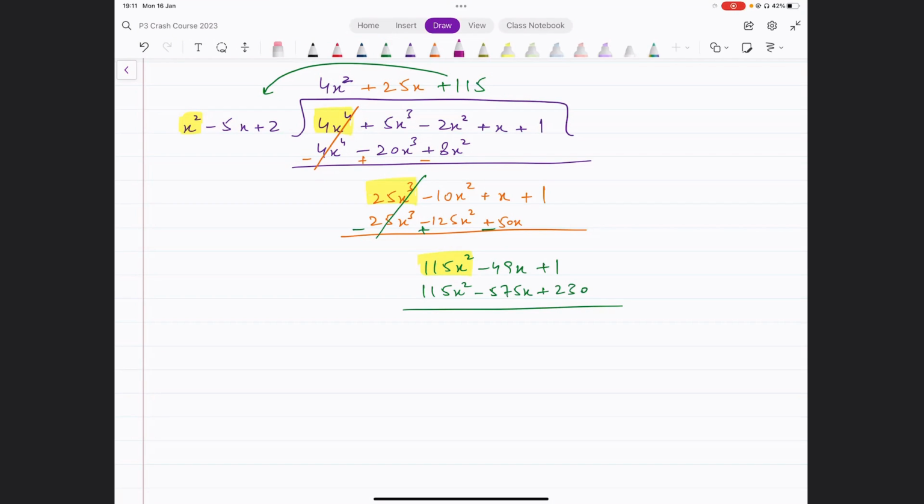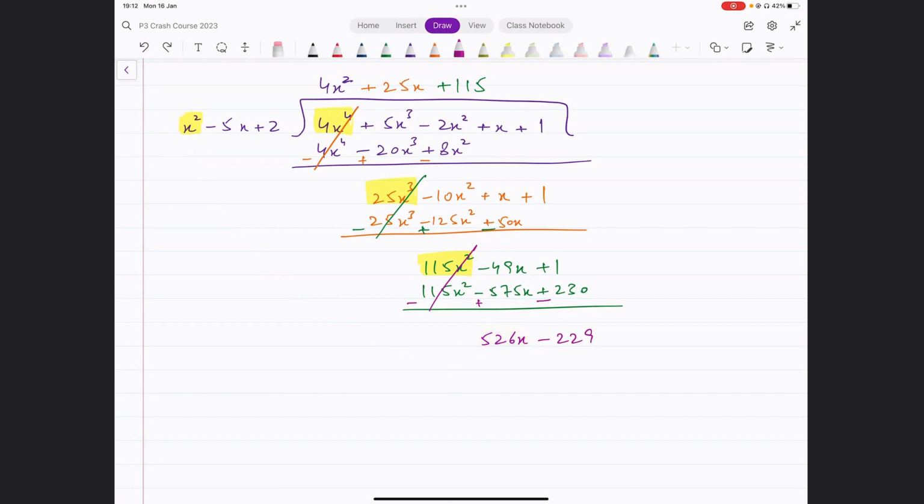Change the signs again. Minus, plus, minus. This gets cancelled. 575 minus 49, that should give me 526x. 1 minus 230, that's 229. Again, you can think of the same thing as you used to do in the previous steps. What do you multiply x squared by to get 526x? And you would realize that you can't do this anymore. You'll actually have to divide at this point.